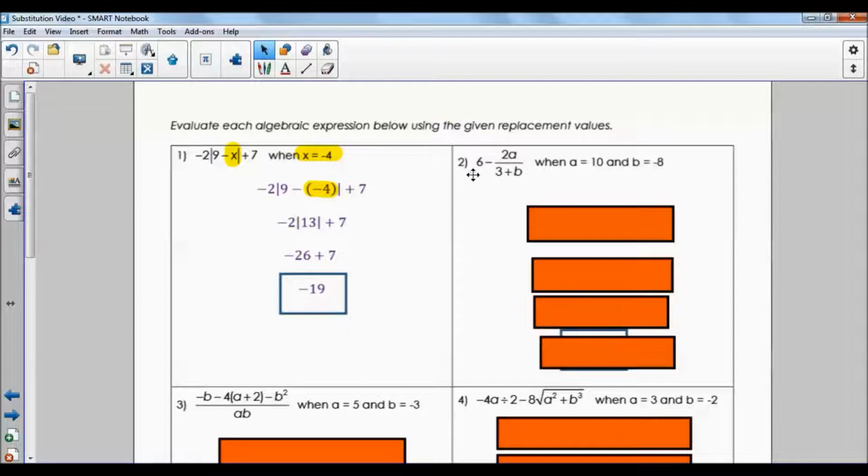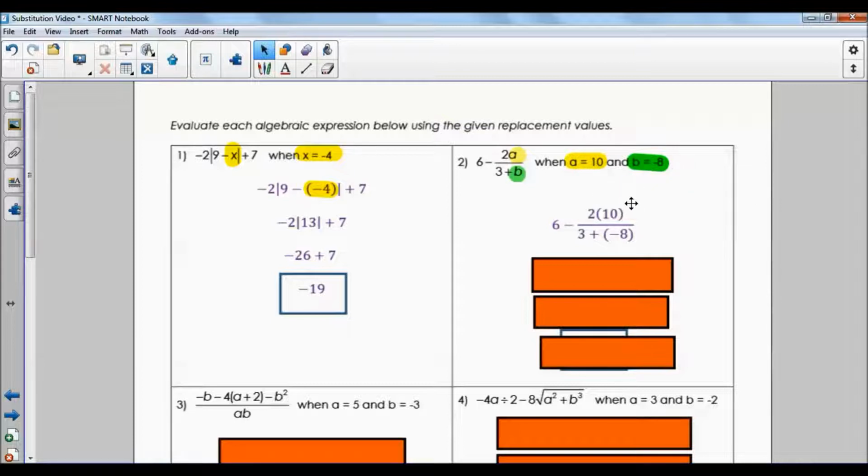Okay. Next one, 6 minus 2a divided by 3 plus b. So this one's kind of the same, but we have two variables. So we have an a up here, which is equal to 10, and then we have a b down here, which is equal to -8. So let's look at it substituted in. Okay, so we still keep this front part, 6 minus. Then on top of our fraction, we're going to have 2 times a, which is 2 times 10. On the bottom, we have 3 plus -8, because we plugged that b in.